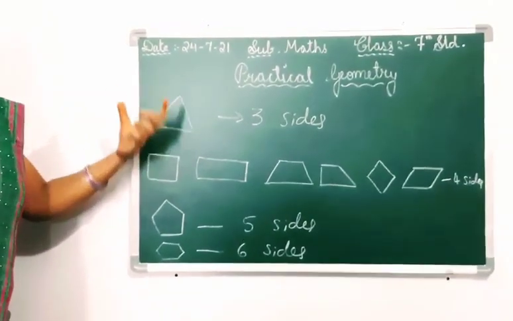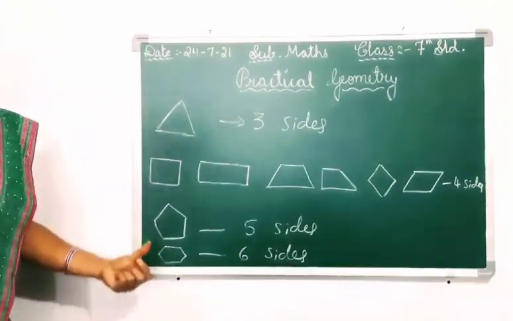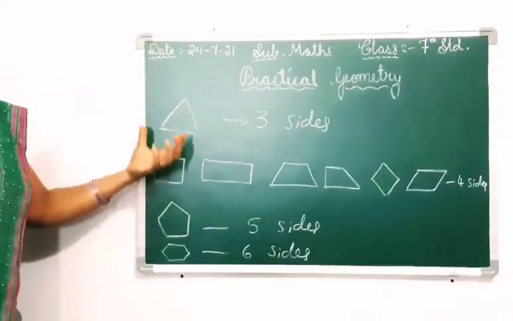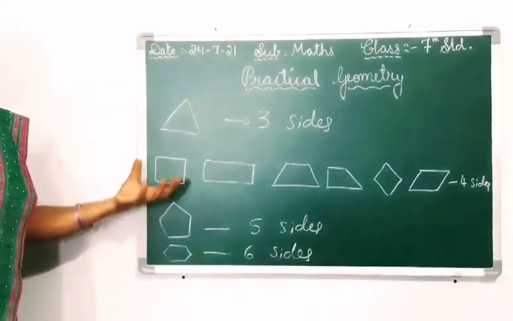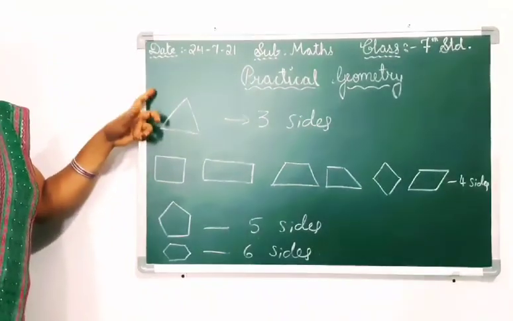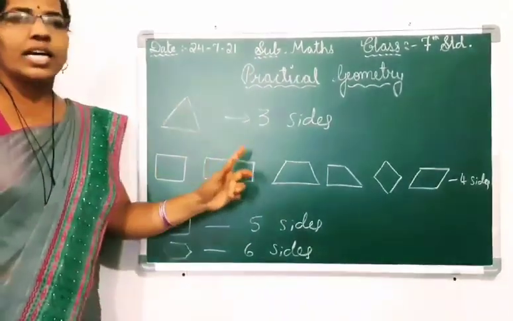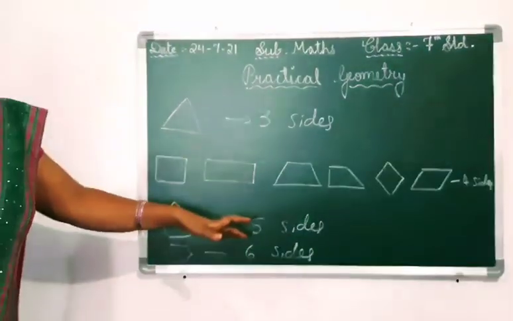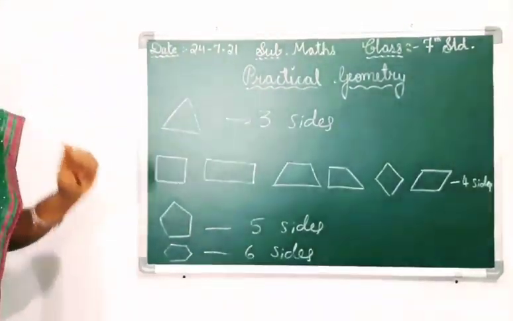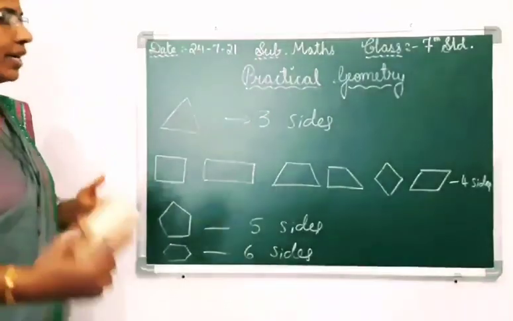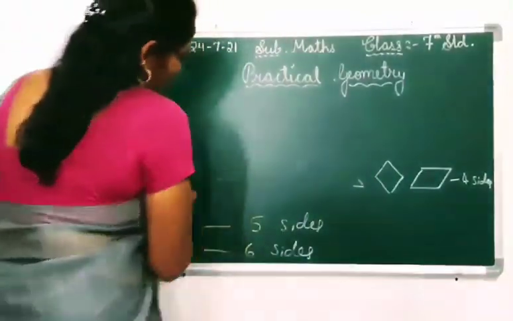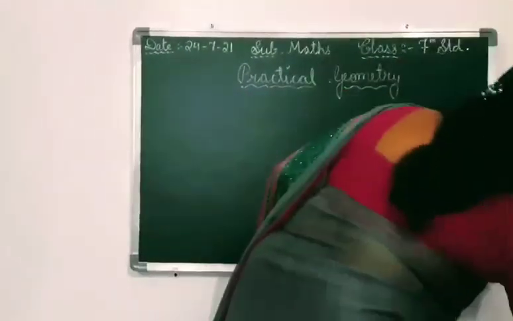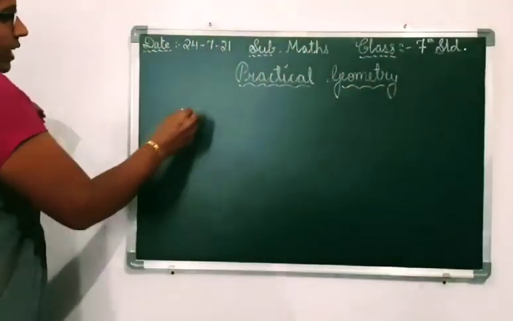You have already learned the types of polygons: triangle, quadrilateral, pentagon, hexagon. On the basis of the number of sides, they have classified the polygons. 3 sides is known as a triangle. 4 sides is known as a quadrilateral. 5 sides is a pentagon. 6 sides is a hexagon. Like that 7, 8, 9, n-gon. You have learned all these things. Now I would like to explain about a triangle.